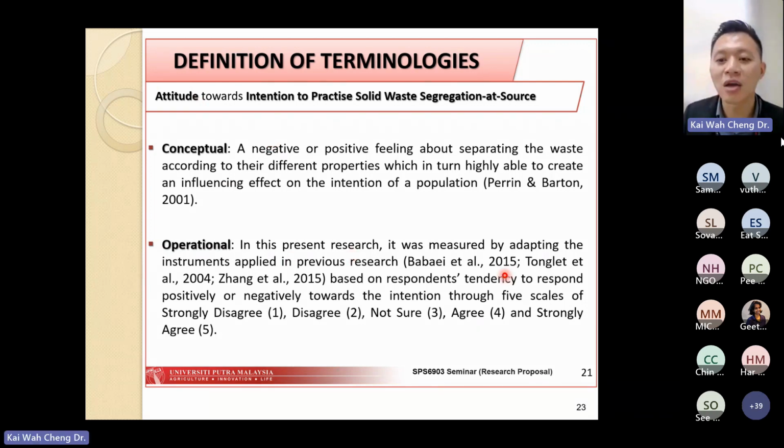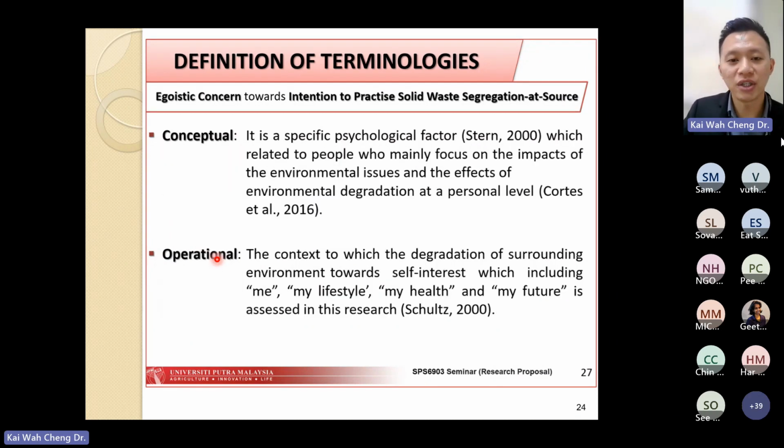For example, I use a five-point Likert scale. Number 1 refers to strongly disagree until number 5 refers to strongly agree. So this is the measurement scale that I use to test the attitude in the present research. In this situation, we call it an operational definition. And we have another way to present the operational definition.